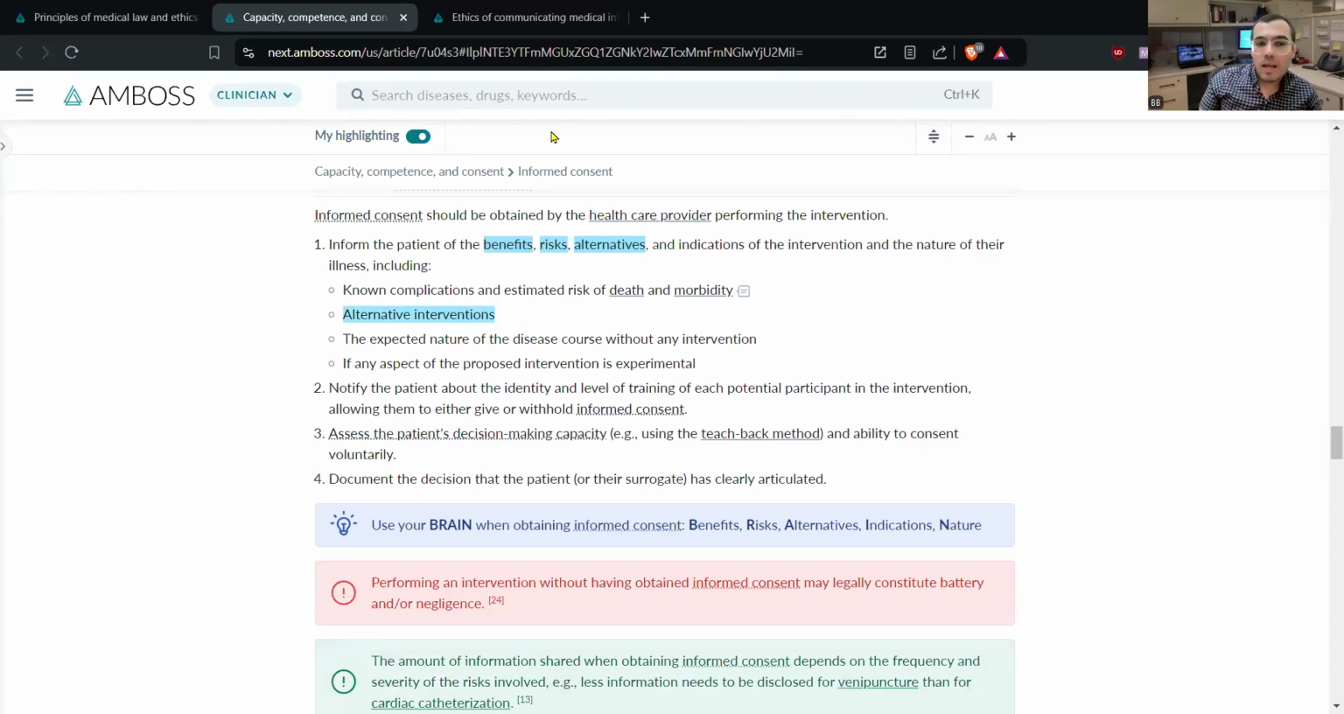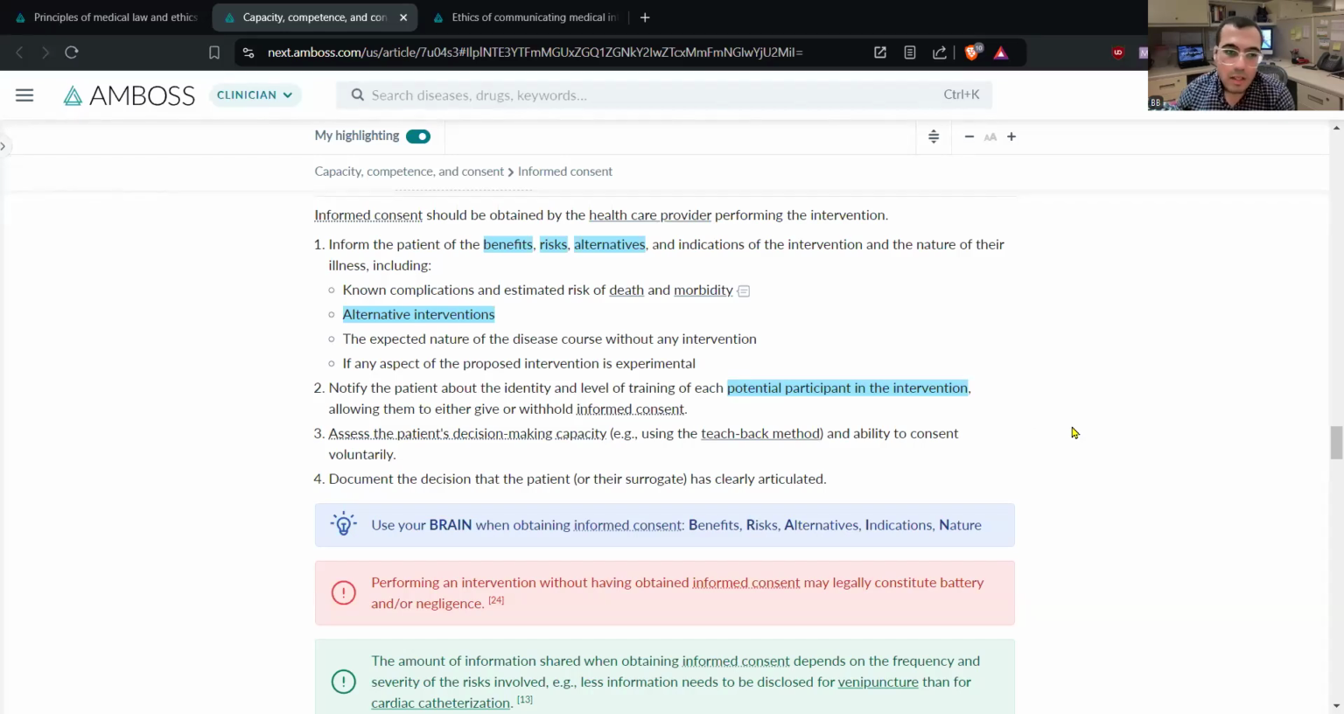Notify the patient about the identity and level of training of each potential participant in the intervention. Who is going to be the leader? Who is the surgeon who is going to do the procedure? Who is the whole team? Okay, not very important. It doesn't show up in questions, but the patient should know the identity and the level of training of each potential participant in the intervention. Like who is going to operate on me? The consultant, the attending, a resident.